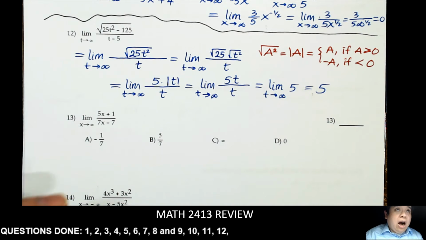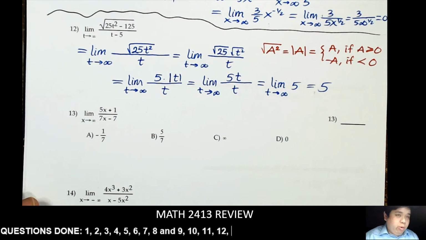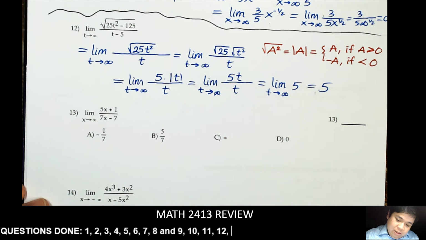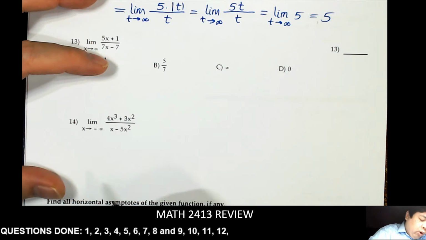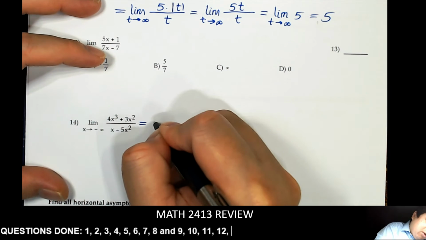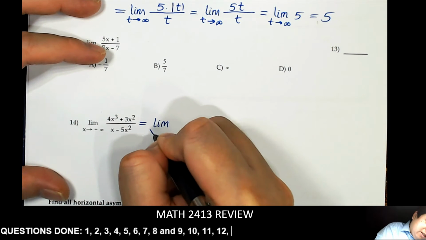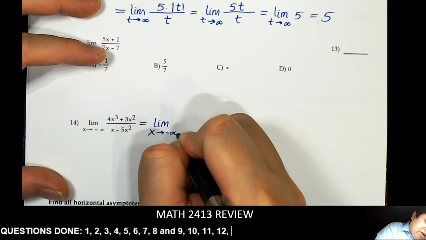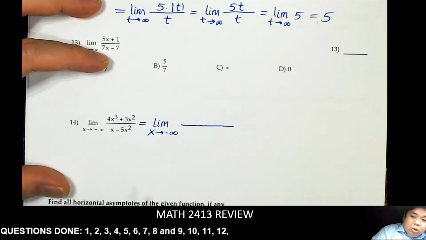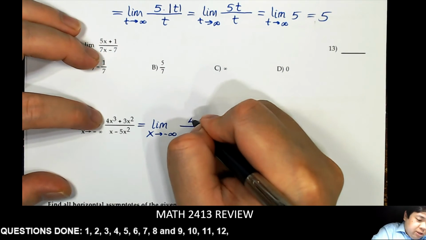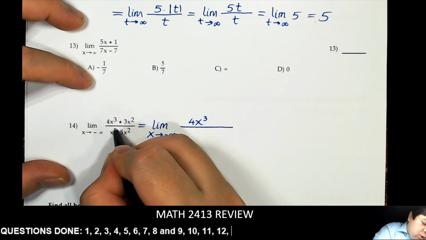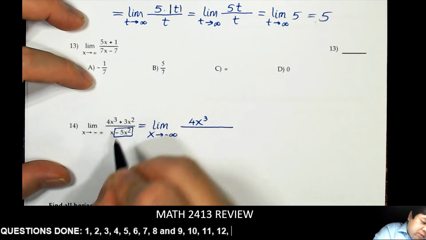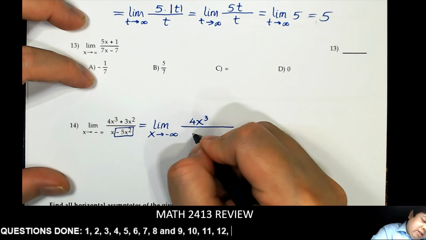Right. We'll skip 13, just go to 14. 14. We will again take the highest power on the top, because it goes to negative infinity. We can do that. Highest power on the top and highest power at the bottom. Notice we're going to have to use the whole term with the sign in front of it.